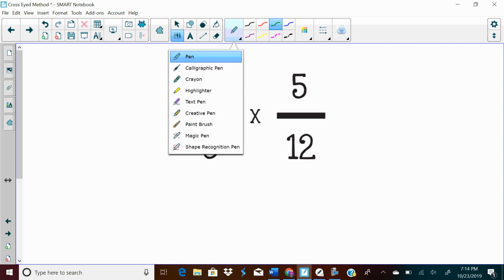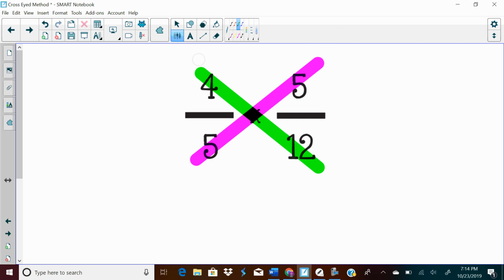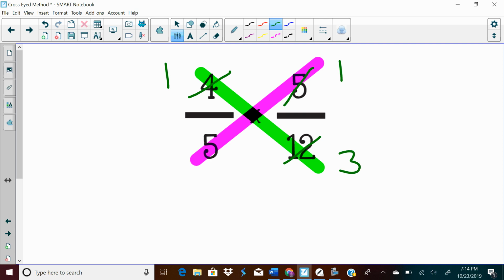For this one again, I look diagonally. I notice 4 and 12, they have a common factor. 5 and 5 are the same number, so they have a common factor. So then 4 and 12, I cross out the 4 and I get a 1. The 12 divided by 4 is going to give me 3. Cross out the 5 gives me 1. 1. I'm going to multiply straight across. 1 times 1 is 1. 1 times 3 is 3.